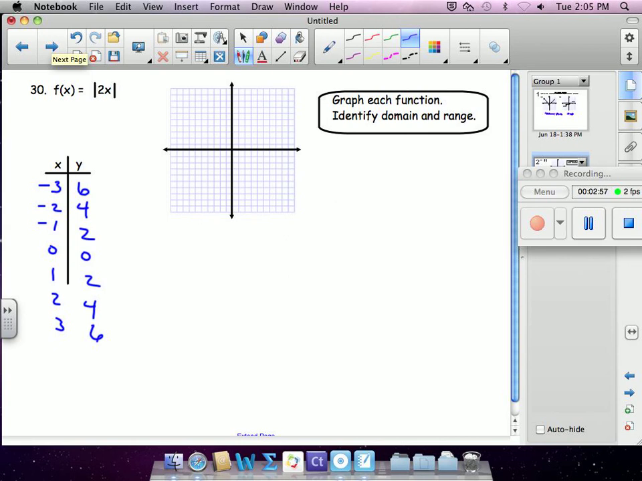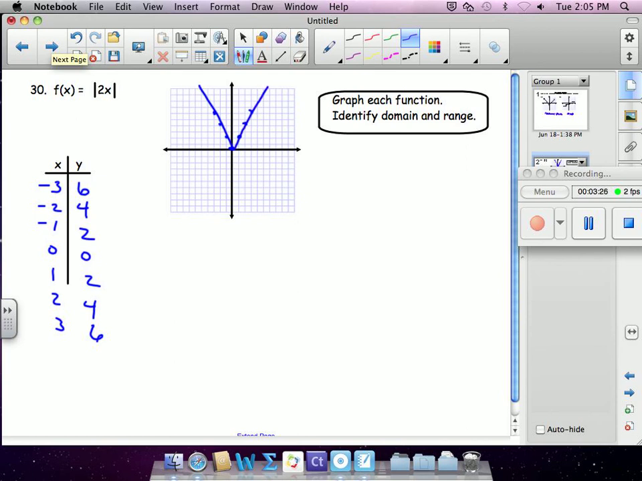Now when I graph those, -3, 6, then -2, 4, -1, 2, 0, 0, then 1, 2, 2, 4, and 3, 6.